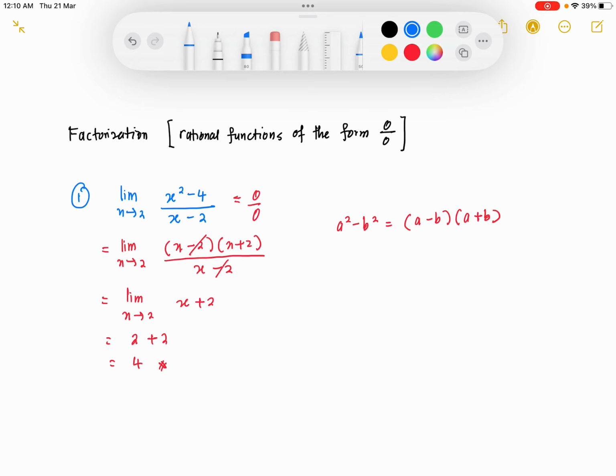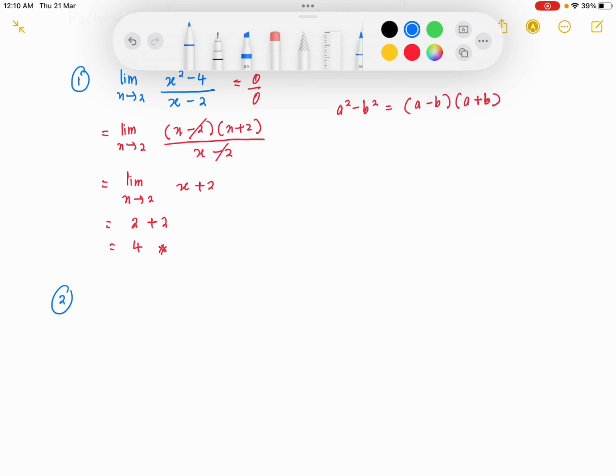Okay, next, second example. We have limit x approaches 3, 3 minus x over x square minus x minus 6. For this example, when we substitute x equal to 3, at the numerator we get 0, and the denominator is also 0. So next step, we proceed with factorization. So we can factorize the function at the denominator.